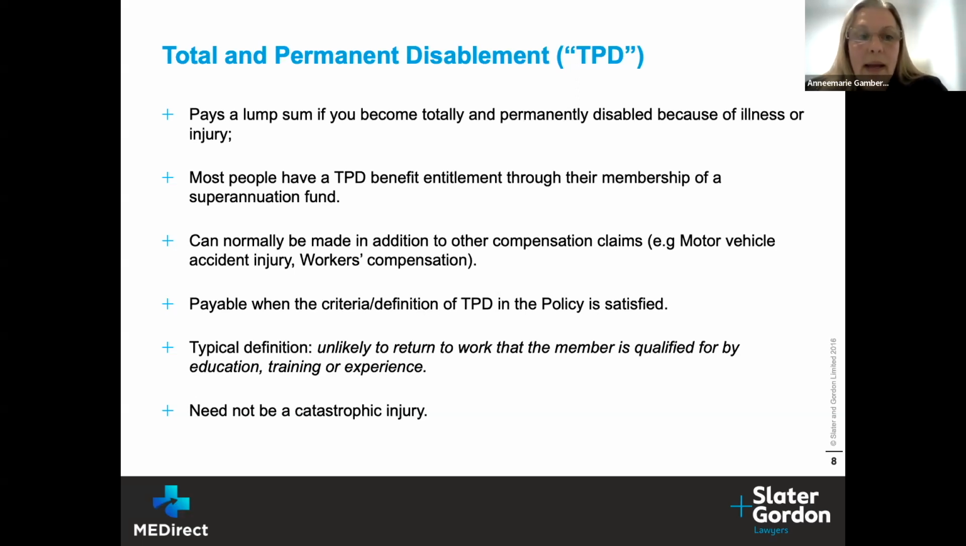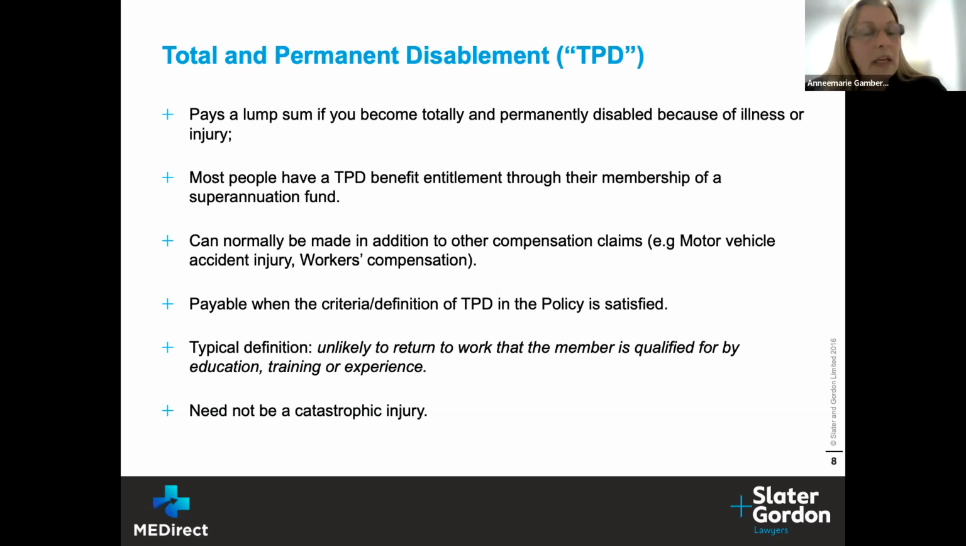So, total and permanent disablement claims. These, as I said before, are lump sum benefits. They range usually from around $10,000 to $1 million. So they can be even more than what a person would get in a workers' compensation claim for a fairly traumatic injury. And they, again, are paid exclusively on the satisfaction of the criteria in the policy of insurance which provides the benefit. Again, as I said earlier, just by way of background, most people do have this entitlement through their membership of the Superannuation Fund.